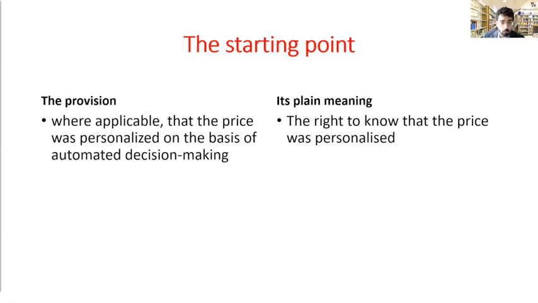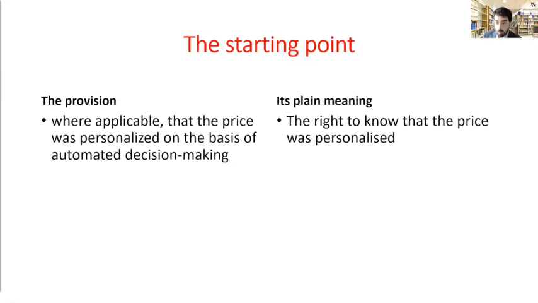So the provision says, where applicable, consumers have the right to know that the price was personalized on the basis of automated decision making. This provision is included in the Consumer Rights Directive, so it is a maximum harmonization provision, which is already a doctrinal problem because we have a directive on price indication, the Price Indication Directive, that is instead a minimum harmonization directive. Had this provision been added there, it would have been easier for member states to keep reflecting on how to deal with price personalization, which, as we have already perceived during this conference, is complicated and concerning practice.